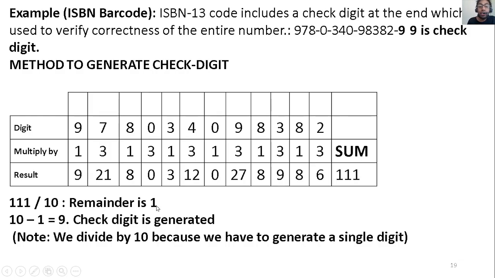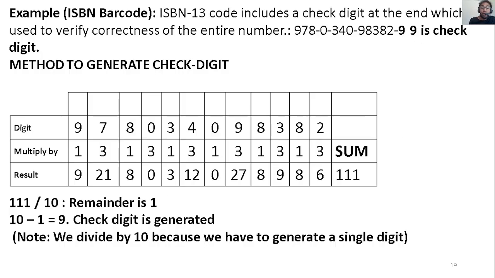Once our remainder is 1, we subtract it from 10. This is how we get our check digit. What is the method? We add these values, divide by 10, get a remainder, and subtract the remainder from 10. Then we get the check digit. We divide by 10 because we have to generate a single digit. So our check digit 9 is generated and we have put it along with the number.